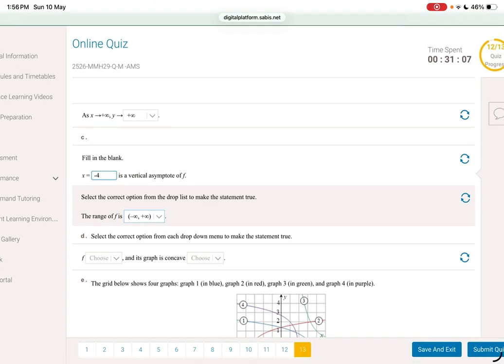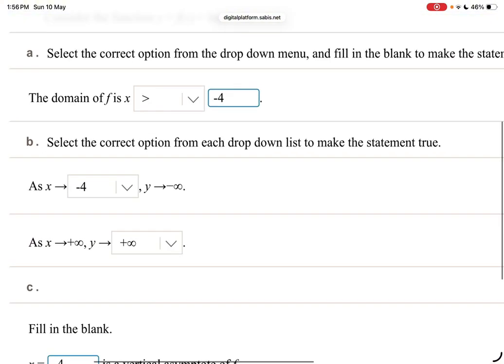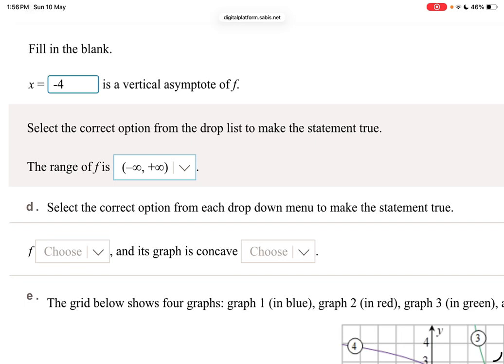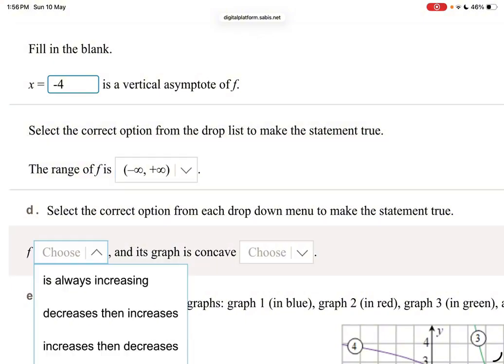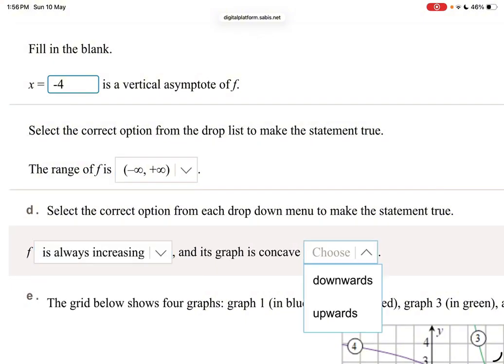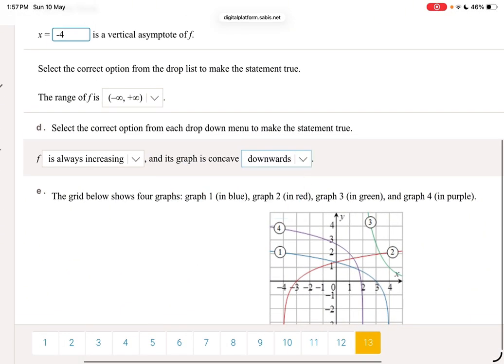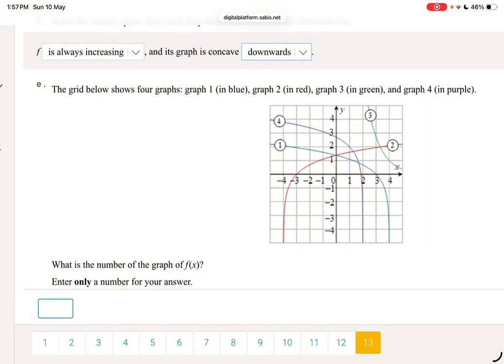As always, because of the y values only. Minus infinity to positive infinity. And then for d, it's always increasing because from minus infinity to positive infinity, so it's always increasing. And it concaves down, but why? Because you have to look at the graph, and see which one is close to the vertical line of x equals negative 4 that we found.